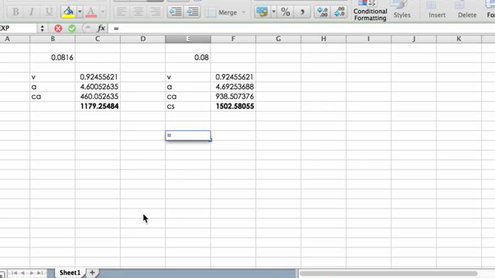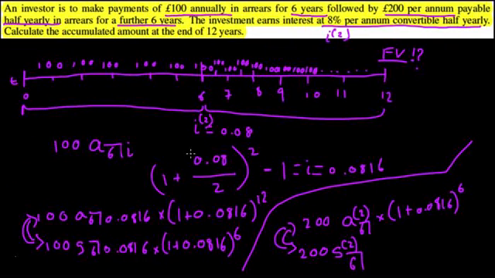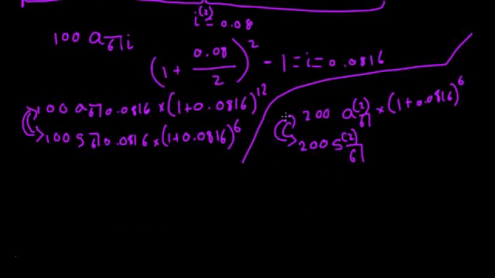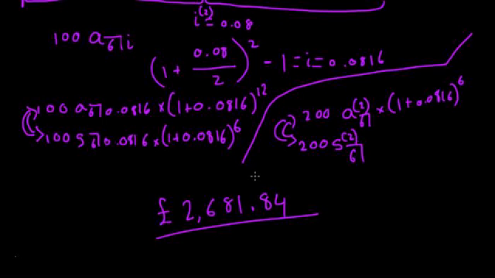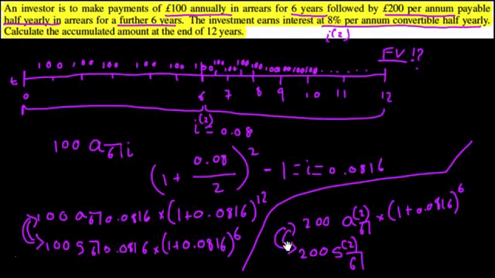So let's find out what the total is here, plus the next annuity, £2,681.84. Let's write that down somewhere. 2681.84 pounds. And that's what it is. That's how we find the answer to that question.